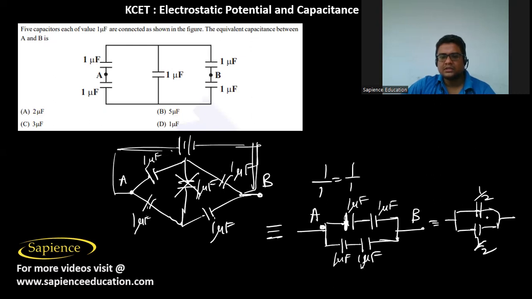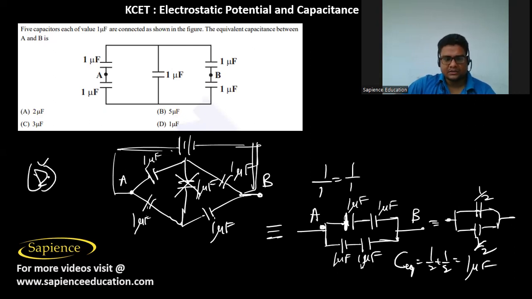And since they are connected in parallel, the equivalent capacitance will be half plus half, that is equal to 1 microfarad. So option D is the correct answer. Option D, which is 1 microfarad, is the correct answer.